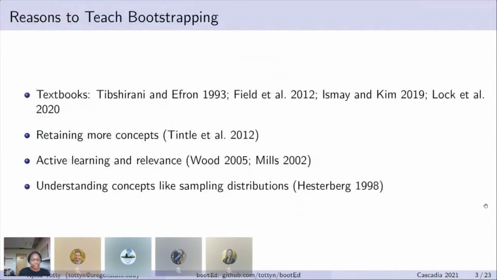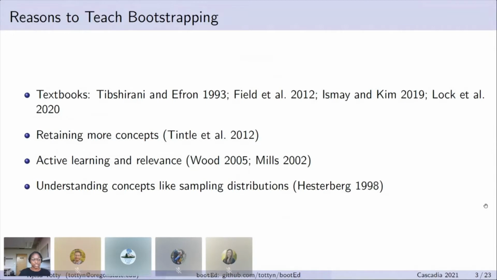So why teach bootstrapping in the first place? Well, bootstrapping and other statistical computing methods have much support in the literature, and they are widely included in introductory and advanced statistics textbooks. Some examples are given in the first bullet here. Concerning the literature, a study conducted in 2012 found that the use of a randomization-based curriculum led to a higher retention of concepts after 4 months than using the consensus curriculum.